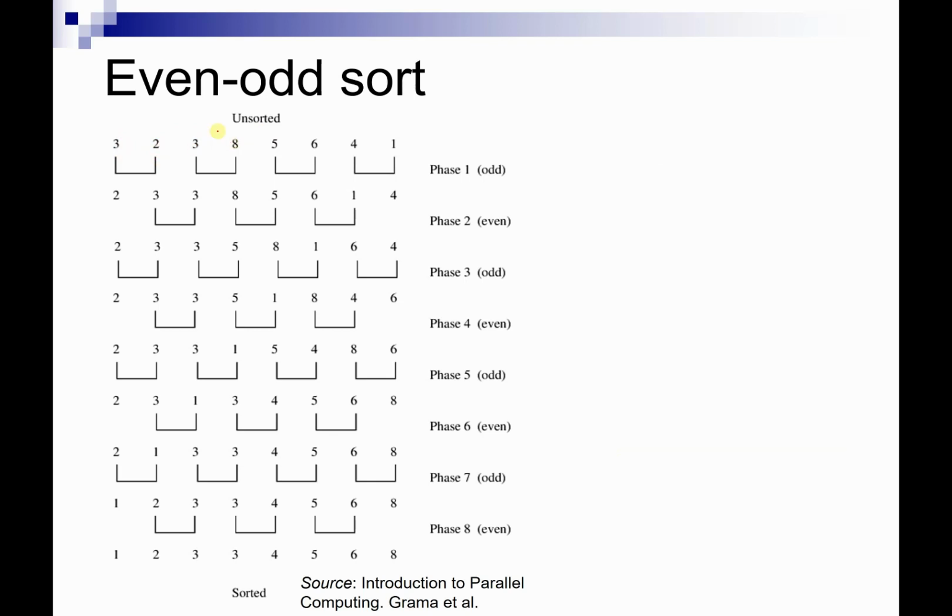Processes 3 and 4 are actually in the right order, because 3 is less than 8. 5 and 6 are in the right order, and then 4 and 1 are in the wrong order, so they have to swap. Okay, so that's the first phase.